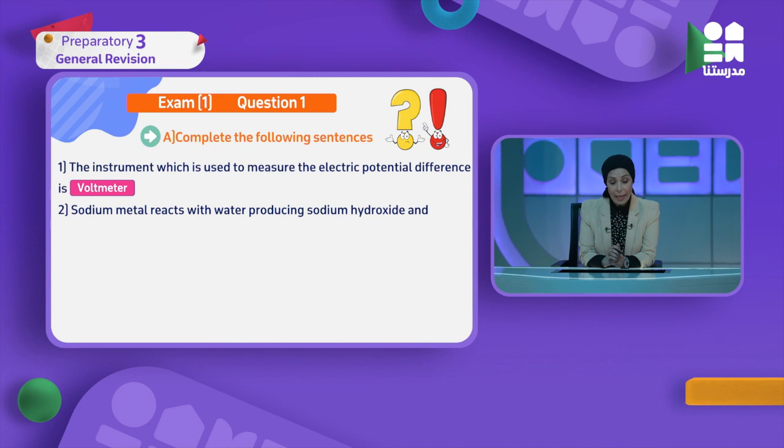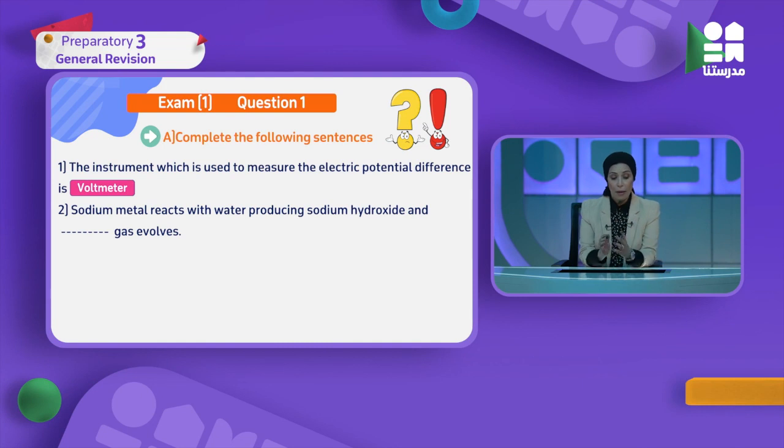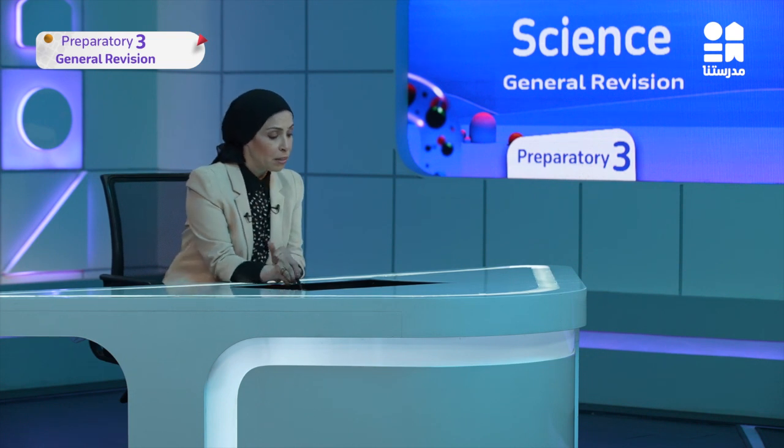Sodium metal reacts with water producing sodium hydroxide. And what is the gas evolved? For this kind of question, take your pencil and start to write the equation. Here it says sodium, Na, plus water, H2O, gives sodium hydroxide, NaOH. Which gas is released? Okay, let's go back to the chemical activity series. So we know that hydrogen gas is released. Excellent. I know that all of you answered.